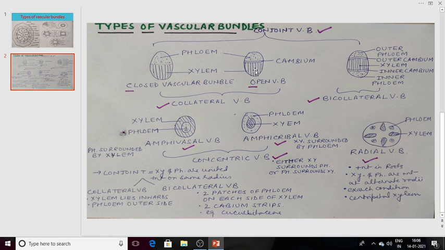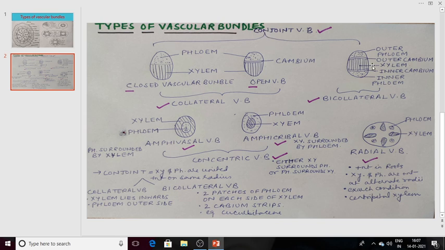Why is it known as an open vascular bundle? Because cambium is present, and due to the presence of this cambium strip, or cambium layer, this vascular bundle is open for further secondary growth. That's why the term open is used here, and the term closed denotes that the cambium strip is absent. So we have discussed these two types of vascular bundles, closed and open, and they are types of conjoint vascular bundle.